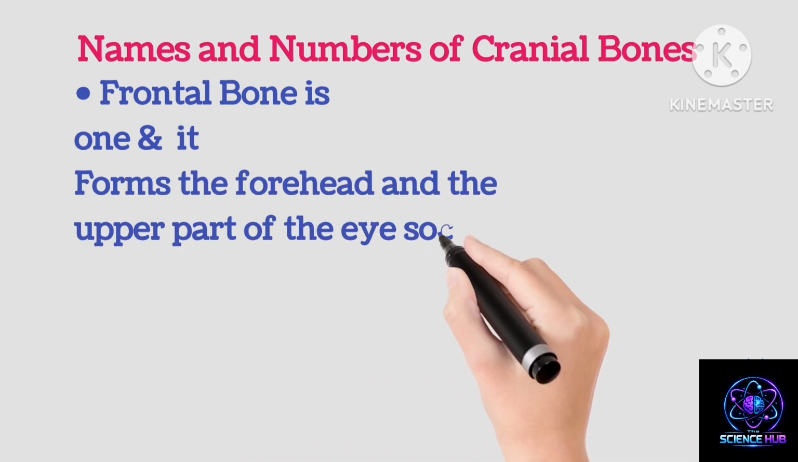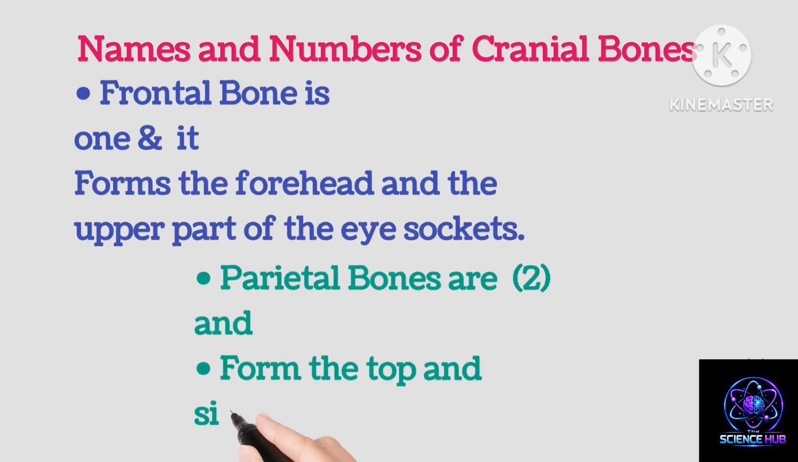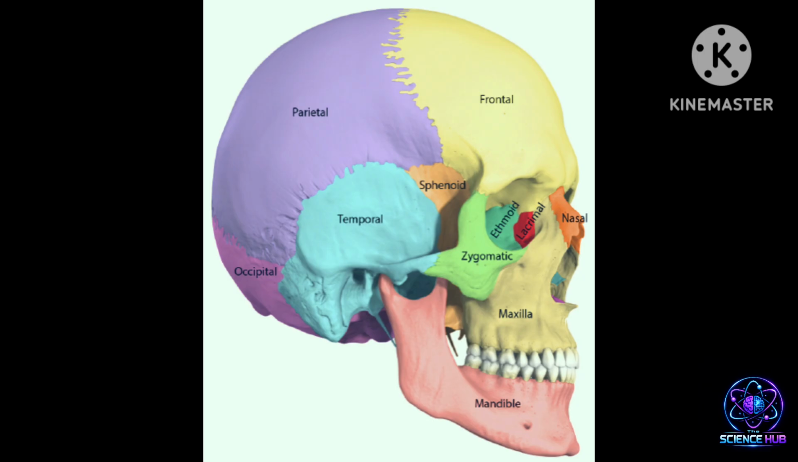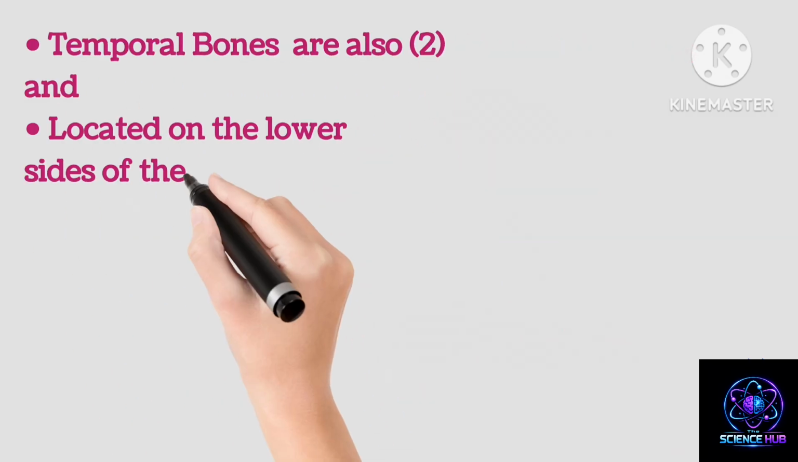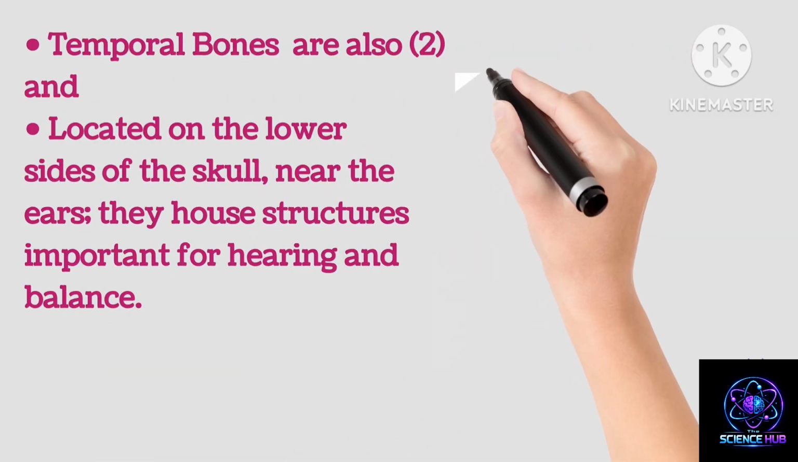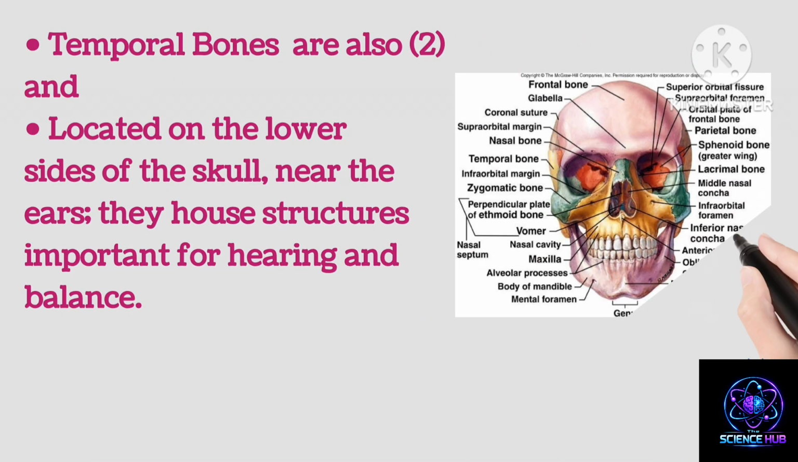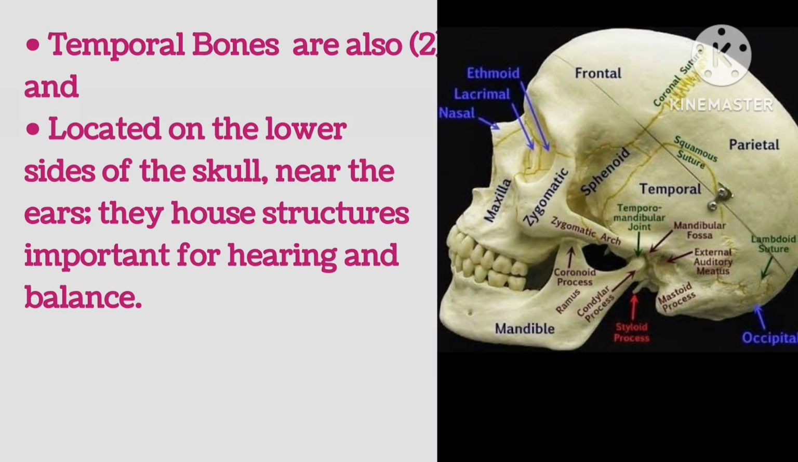Frontal bone is 1 and it forms the forehead and the upper part of the eye sockets. Parietal bones are 2 and form the top and sides of the skull. Temporal bones are also 2 and located on the lower sides of the skull, near the ears. They house structures important for hearing and balance.